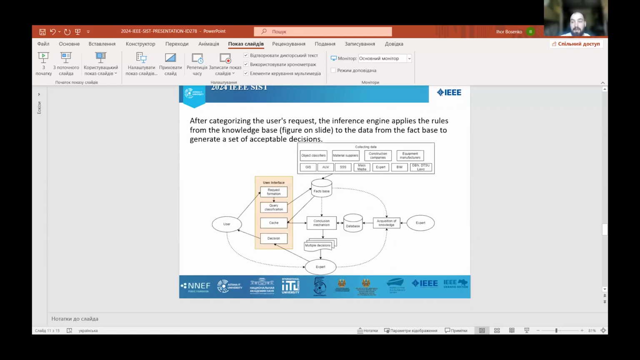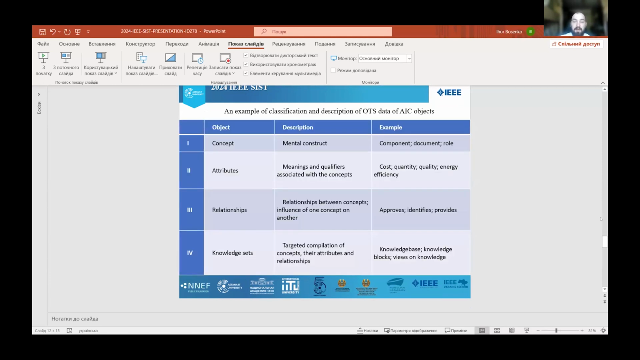Slide. After categorizing the user request, the interface engine applies the rules from the knowledge base, figure on slide, to the data from the fact base to generate a set of acceptable decisions. On this slide, you can see a table and example of classification and the description of data in ACE objects with object description example.